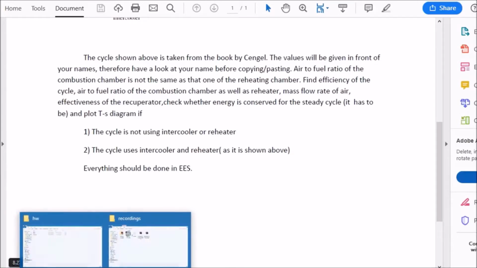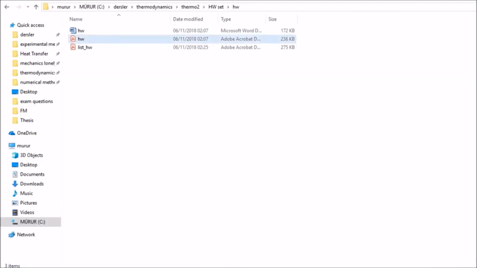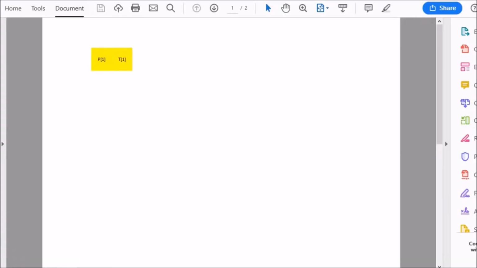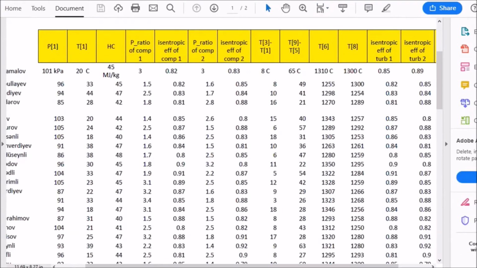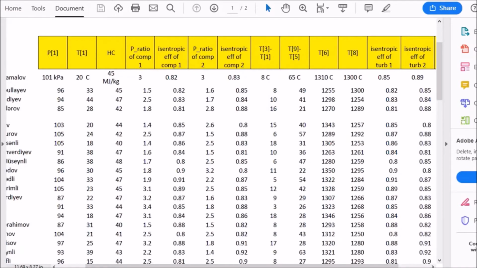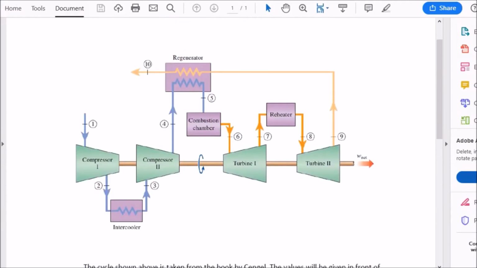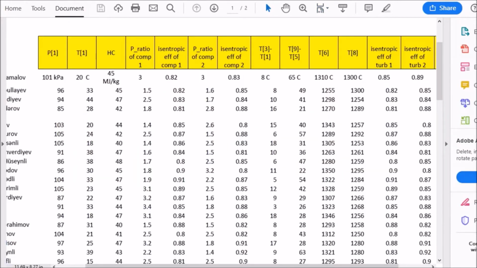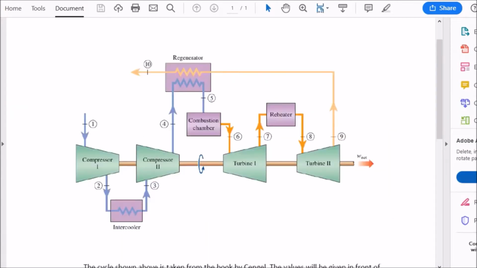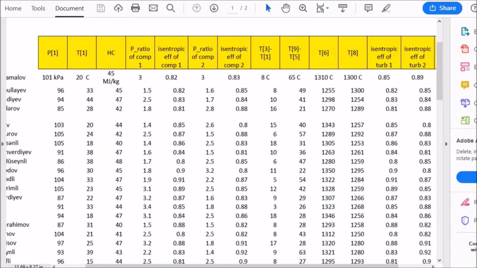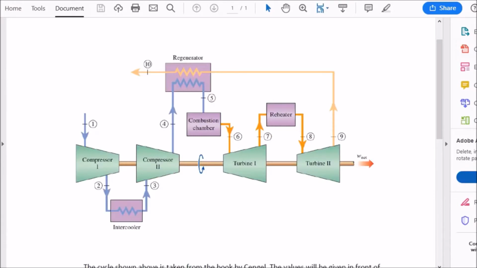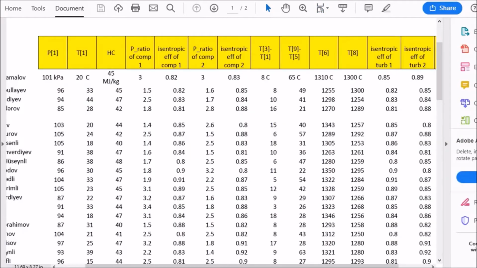So let's see which values we have. The values are as follows. We have P1, we have T1. So let's say the problem statement again. We have P1, T1. We have HC. HC means the heating value of the fuel that is being used by the combustion chamber as well as the reheater. The pressure ratio of compressor 1, the pressure ratio of compressor 2, as well as their isentropic efficiencies.